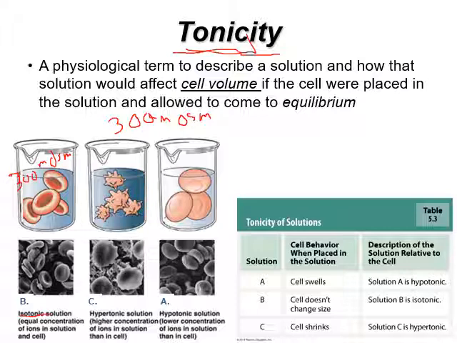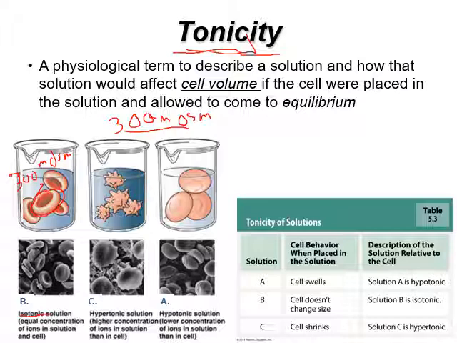Okay, and there's 300 non-permeable solutes inside the cell. The amount of non-permeable solutes outside and inside are the same, so water will not be drawn out and won't be drawn in. There won't be a net flux of water in or out of the cell, and therefore the cell's tone stays the same. Little biconcave disc. That is an isotonic solution.